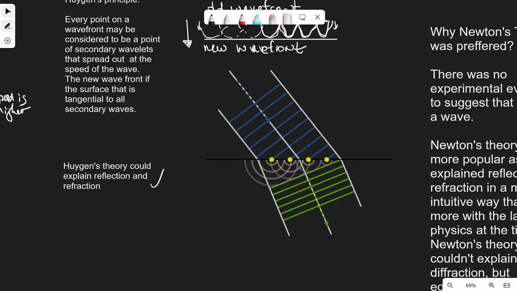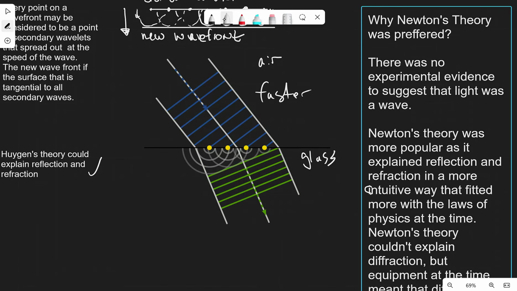So let's just stick to the air and water example. Here the light is traveling faster, but let's say that this here is glass or water or whatever it is, something with a high refractive index, and then it slows down. So here it is slower.